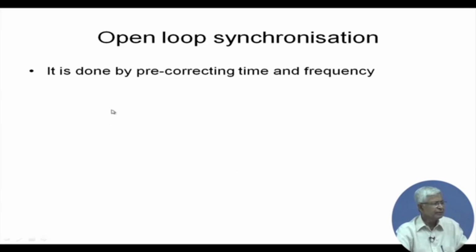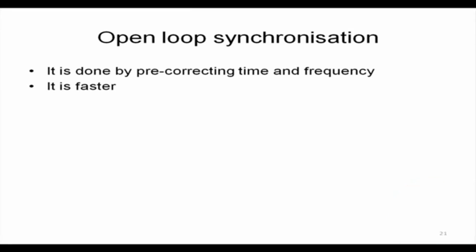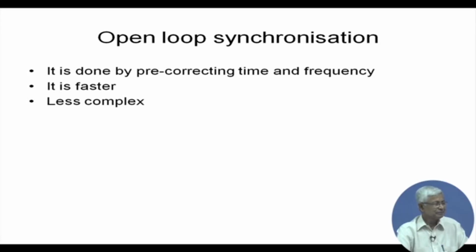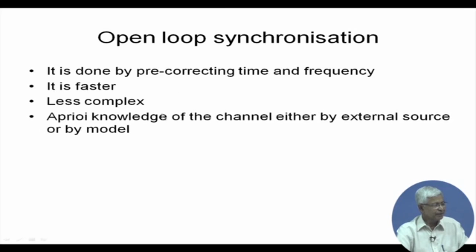Now, it is done by pre-correcting time and frequency in open loop synchronization. Both time and frequency have to be seen. Let us go a little more deep into the subject. It is faster, obviously, because there is no return link, and it is known a priori when it is to be pre-corrected and sent. It is obviously less complex comparatively, and it relies on a priori knowledge of the channel, either from an external source or from a model.